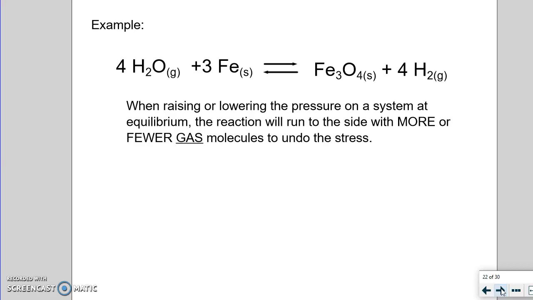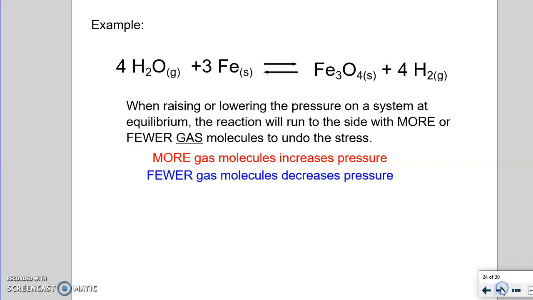So if we squeeze this system, it's going to run in a way that's going to make either more or fewer. Now, which is it? If the system wants to increase the pressure, it'll make more gas molecules. If the system were looking to decrease the pressure, it would want to run to the side with fewer gas molecules. So if you look at this system as presented, how do we count gas molecules? Well, you look at coefficients.